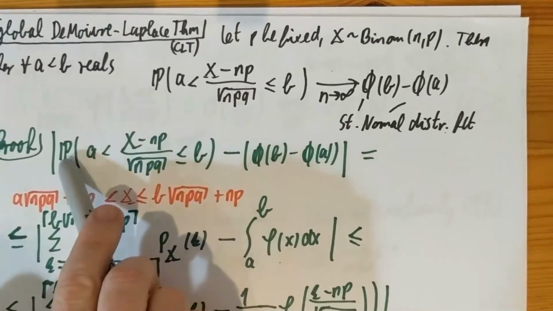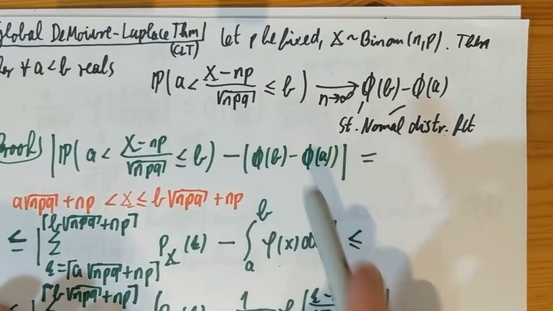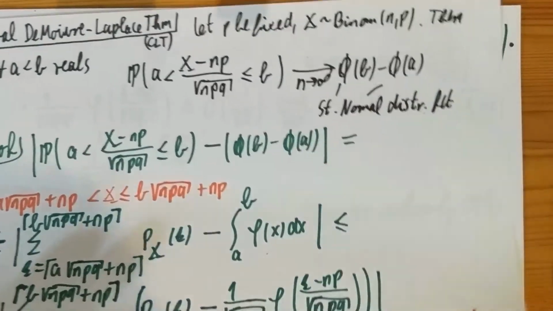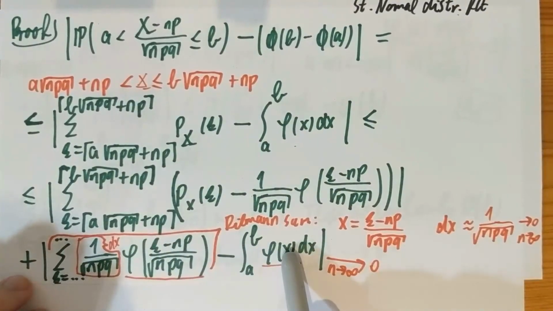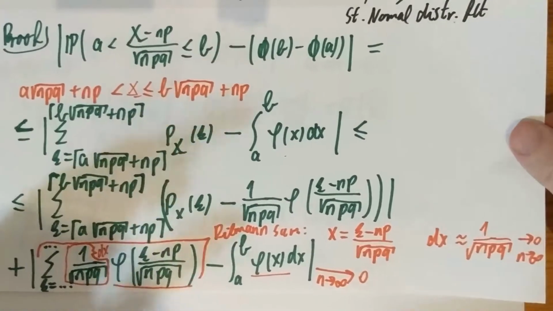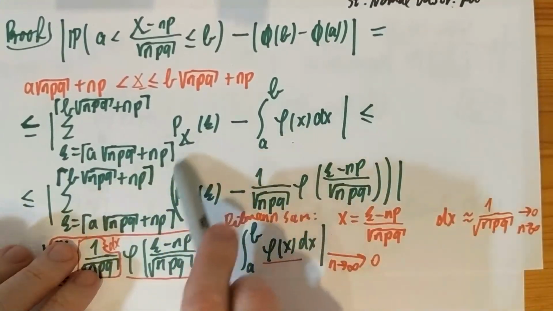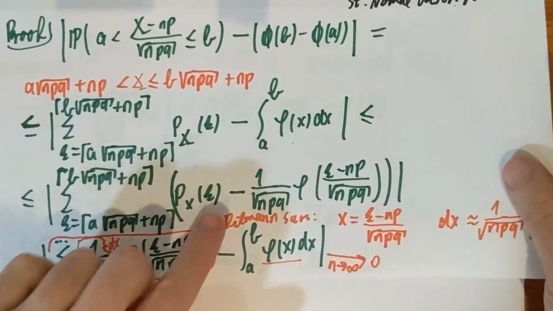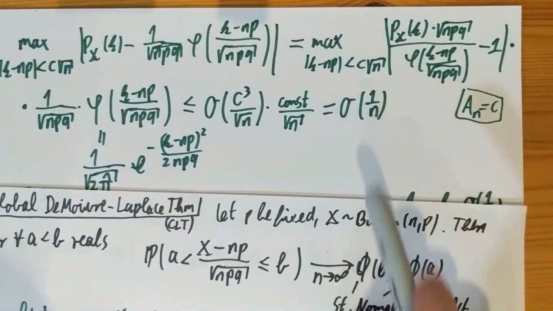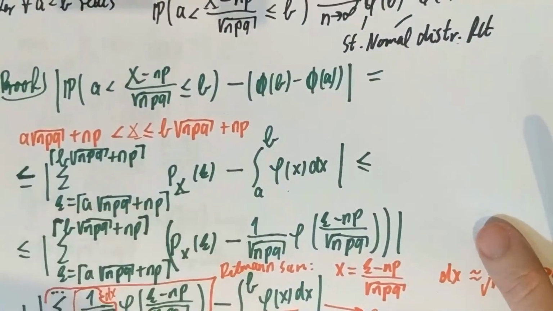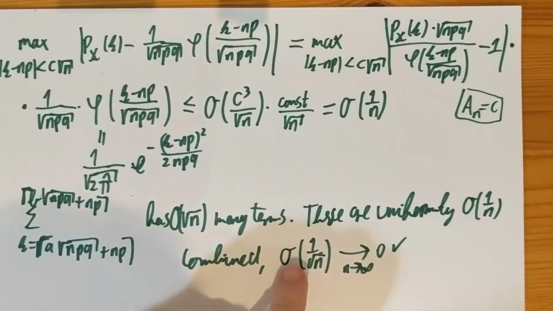because I proved that the difference between the probability and the approximating distribution function is bounded by two terms: this sum here and the Riemann sum minus the integral there. The Riemann sum minus the integral goes to 0 by definition of integrals. And for this sum here, I looked at the maximal value of the summands, uniformly bounded by 1 over n, and I have square root of n many terms to sum up. So together it's order 1 over square root of n, which goes to 0. So I'm done at this moment.